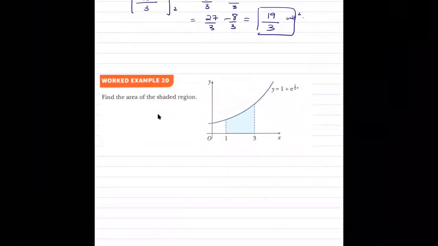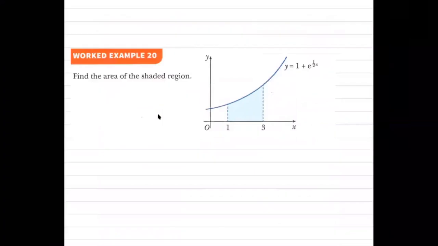Now we have a different function and we need to find the area bounded by the curve and the x-axis from the limits 1 to 3. Now I know that to find the area, all I need to do is integrate my function with respect to x and apply the limits 1 to 3. Now it's a different function, so it needs to be integrated in a different way. We know that integration of 1 is x. What is the integration of e to the power of half x?